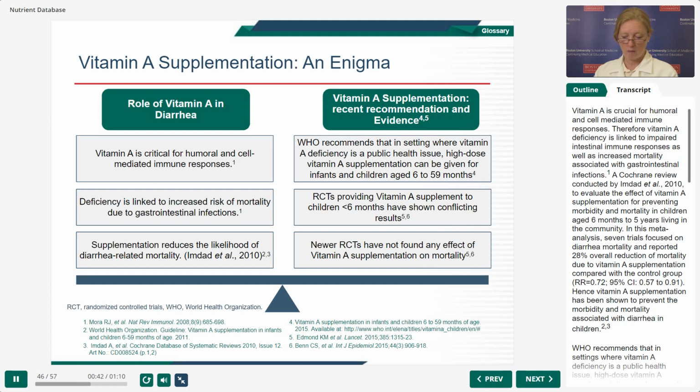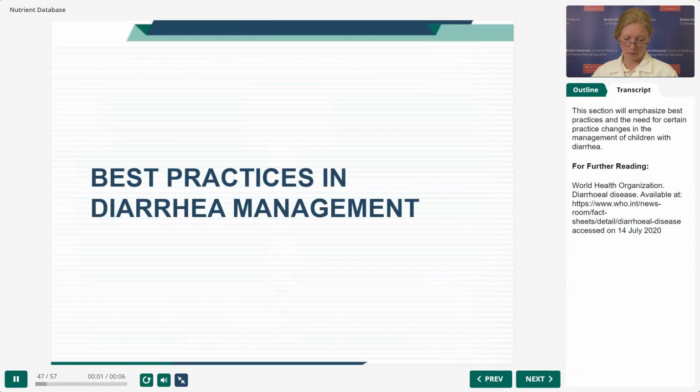However, there are conflicts in terms of treatment with vitamin A in children who are less than 6 months and have GI disorders, acute diarrhea. And the supplementation of vitamin A recently hasn't shown an effect on mortality, so it's clear that there is controversy in the literature and we need more studies to be done for appropriate use. So now let's move on to other practices in the management of diarrhea.